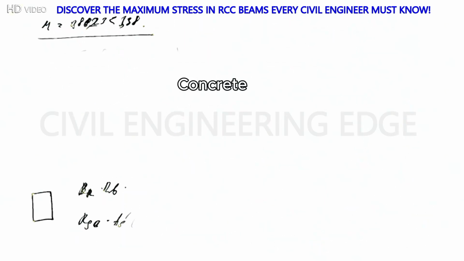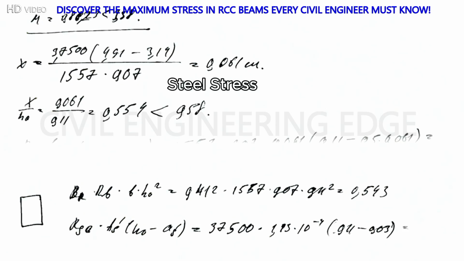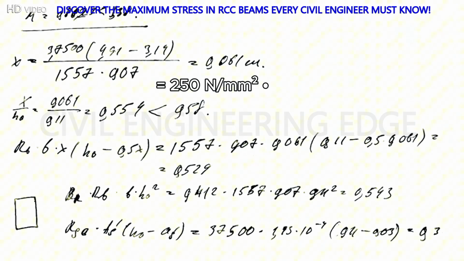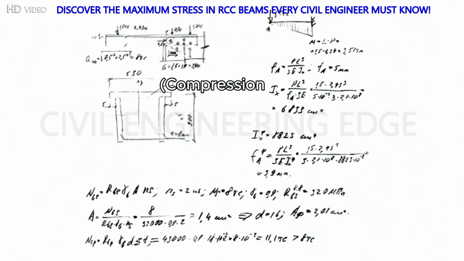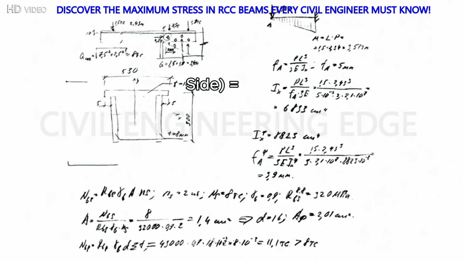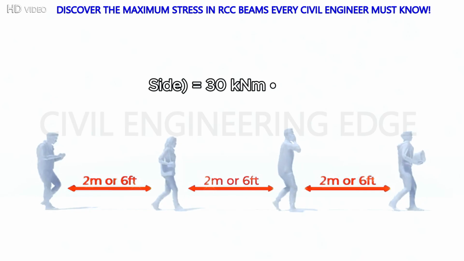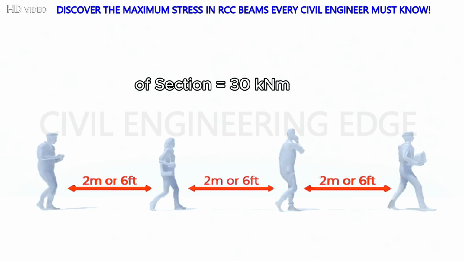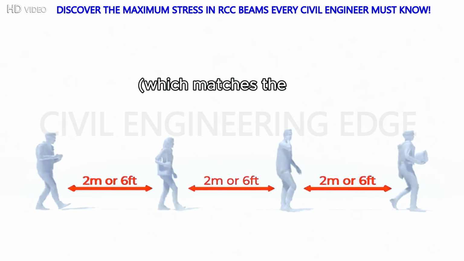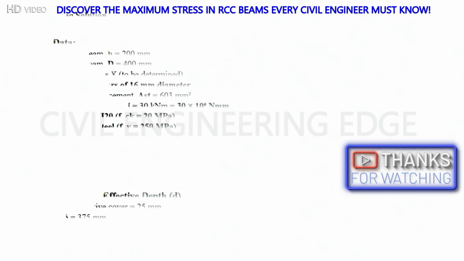Final answers: concrete stress equals 7.2 N per square millimeter. Steel stress equals 250 N per square millimeter. Moment of resistance compression side equals 30 kNm. Moment of resistance tension side equals 30 kNm. Moment of resistance of section equals 30 kNm, which matches the given moment, so the design is safe.